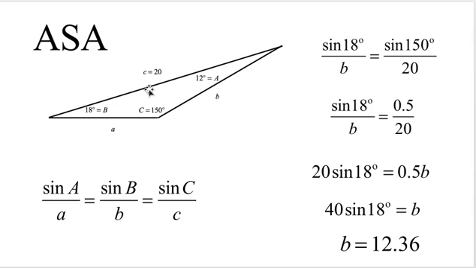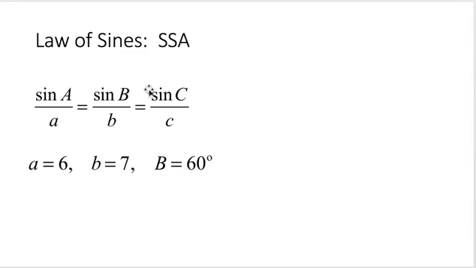So if you have two angles and a side, or three angles and a side, law of sines is the strategy that you want to use. But if you have two sides and an angle, this SSA case, you may recall from geometry, could be ambiguous. The SSA case can cause us some problems. So let's take a look at what we have here.